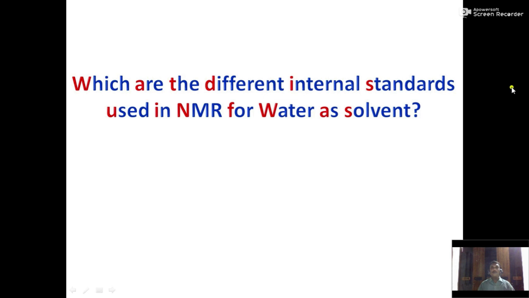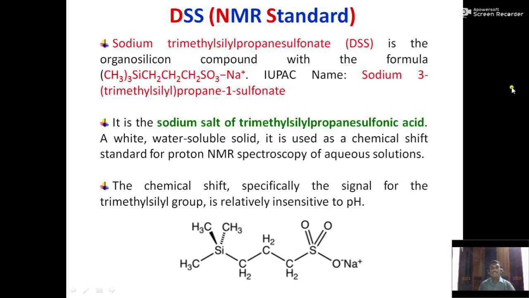Now, what about the different internal standards used in NMR when you are using water as a solvent? DSS and DSA are examples. So, what is DSS? DSS is sodium trimethylsilyl propane sulfonate, an organosilicon compound with the formula depicted here. The IUPAC name of DSS is sodium 3-trimethylsilyl propane-1-sulfonate. So basically it is the sodium salt of trimethylsilyl propane sulfonic acid.